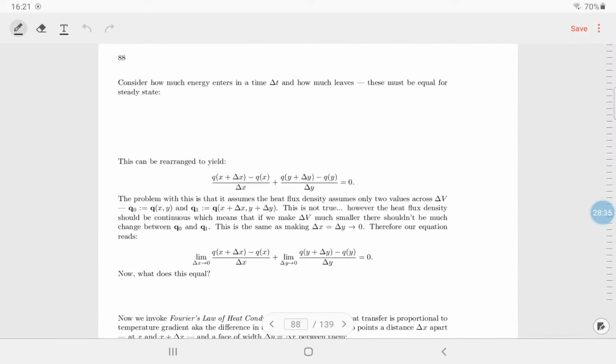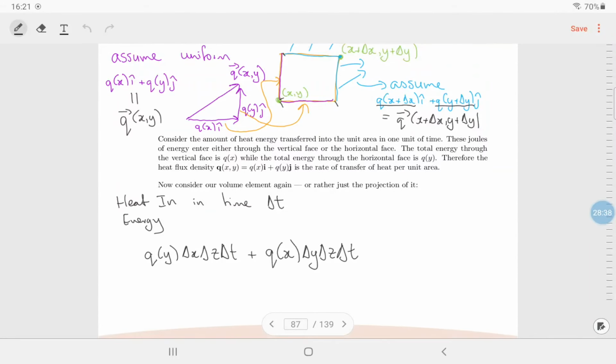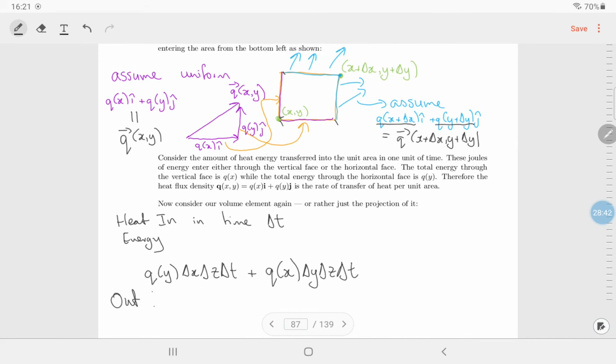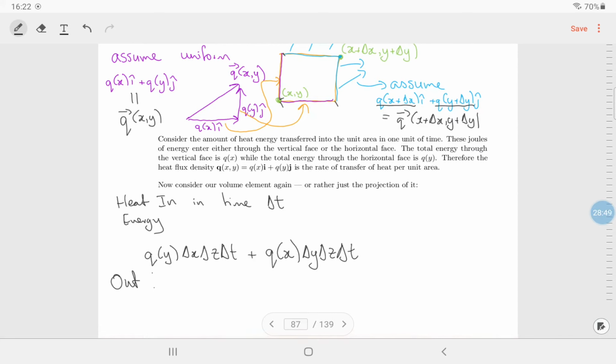Let's just write it up here. There, we'll go back here. And then out, well, let's do the top first. So it'll be q y plus delta y times the area of that face, which is the same as the area down below, delta x, delta z, in the amount of time is delta t, plus what about the face on the right, which is the other vertical face.